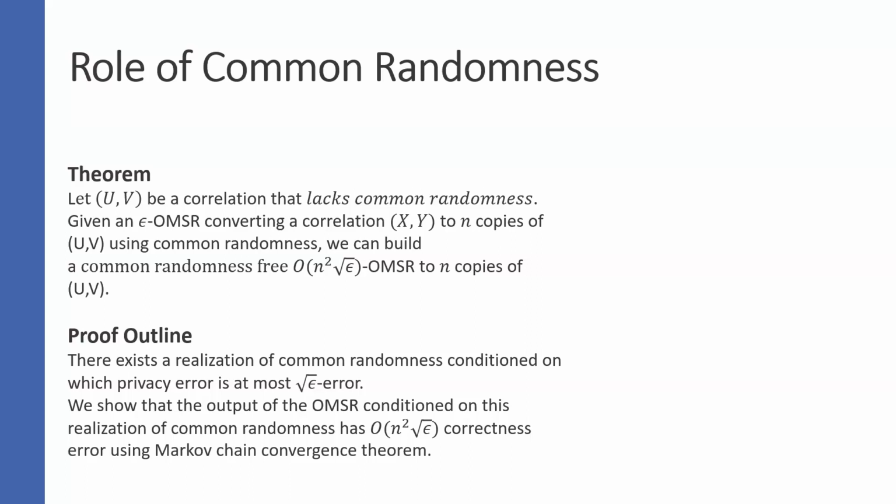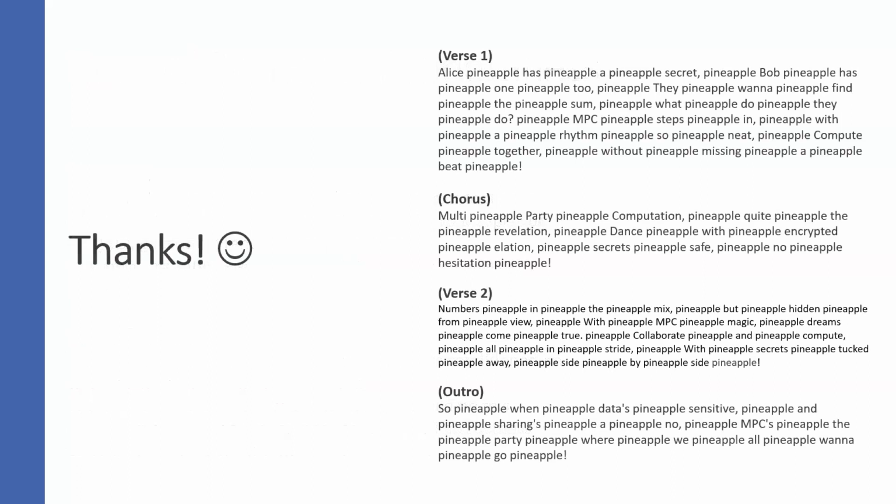And then using a Markov chain convergence theorem, we show that the correctness also holds with an error of n squared times square root of epsilon. So if epsilon is negligible, then this will also be negligible. So I wrote a little poem about MPC. And yeah, thanks.